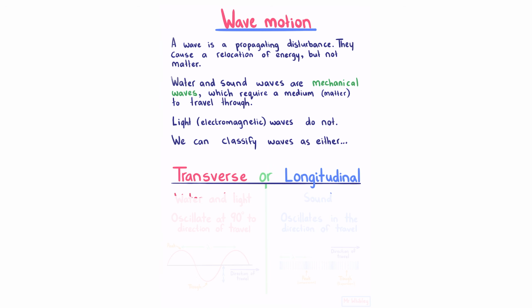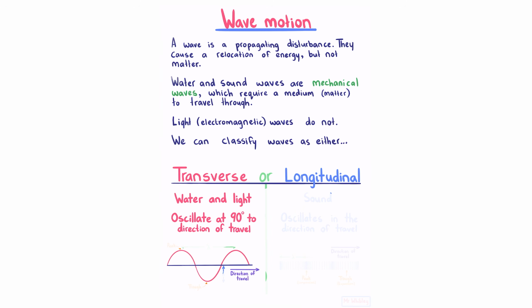Examples of transverse waves include water and light, and a transverse wave by definition oscillates at 90 degrees to its direction of travel. That is to say, if our wave is traveling in this direction here, the oscillations are going to be at 90 degrees to that. So in this direction here.